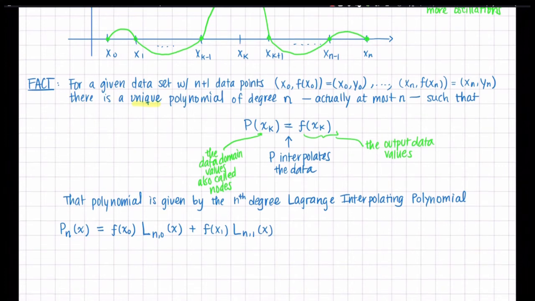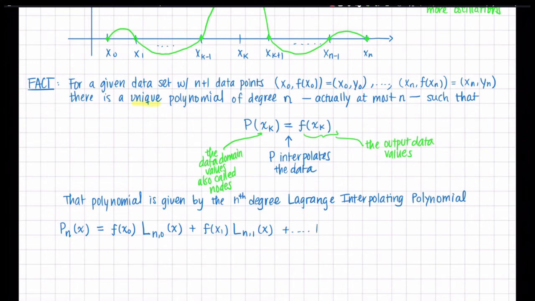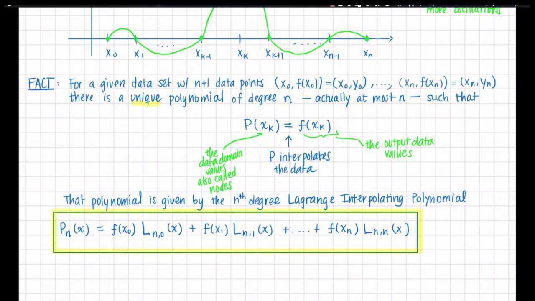That one turns on at the x1 node value, all the way up to f of x n, ln of x. Now, I want to say one more thing about the associated theoretical bound, and maybe one technical thing on this next page.